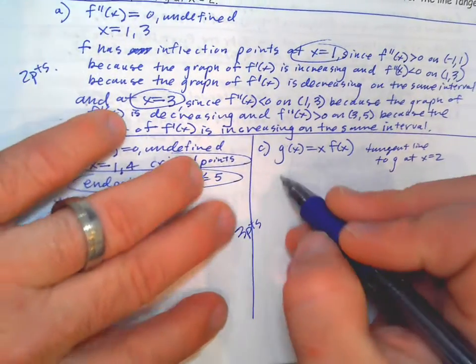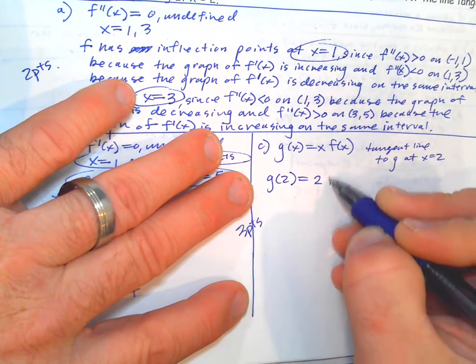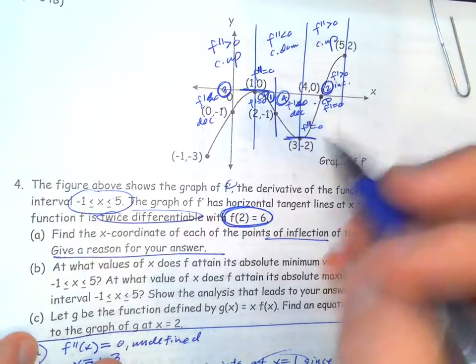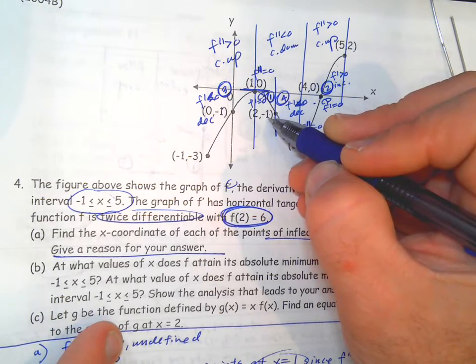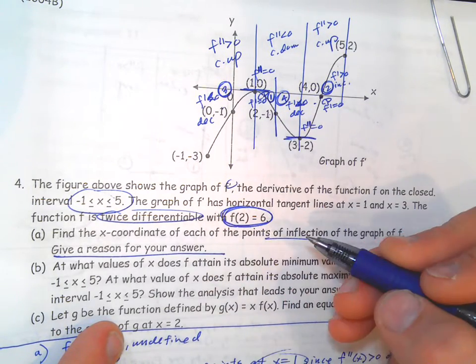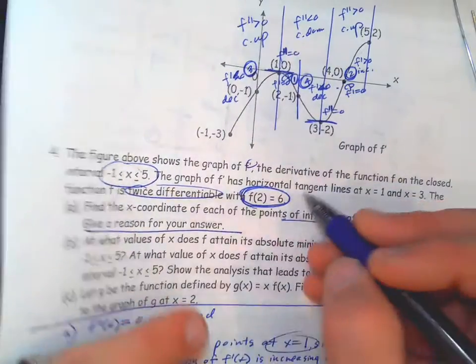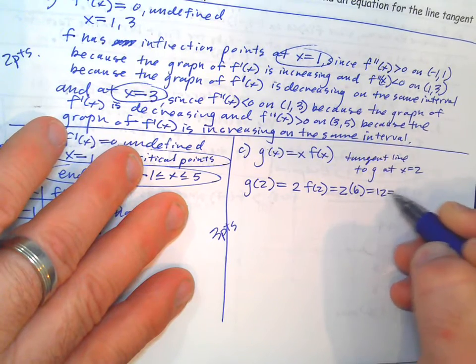So the point, you should be able to just plug 2 in here, which would be 2 times f of 2. What's f of 2? F of 2 is this graph. F of 2 is -1. Well, actually, no, okay. This is the original f graph. So they gave us f of 2 as 6. So that's going to be 12. So we got our point.